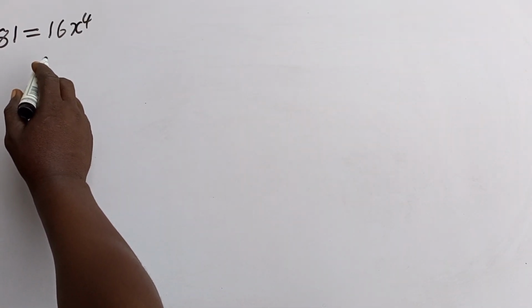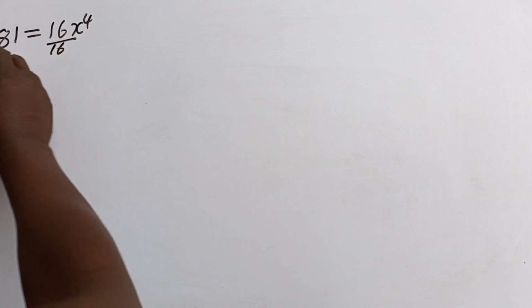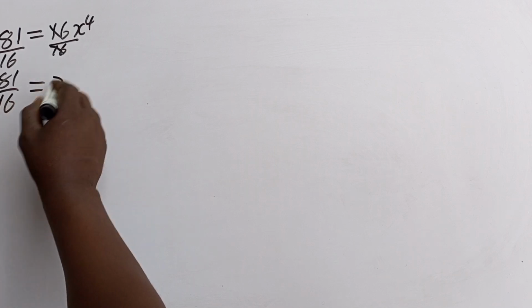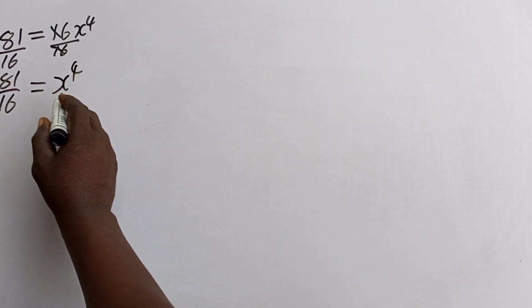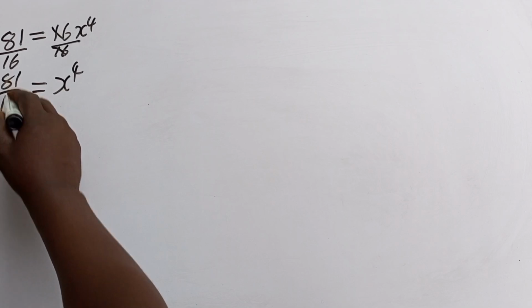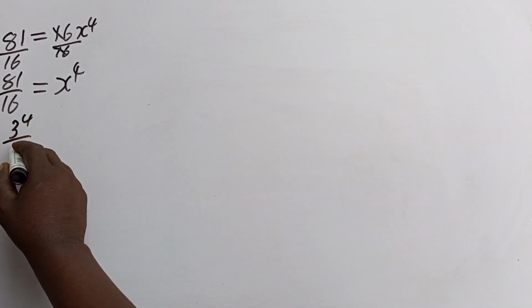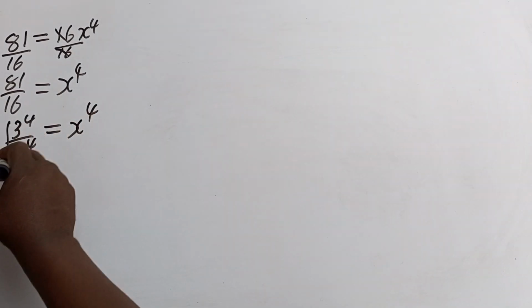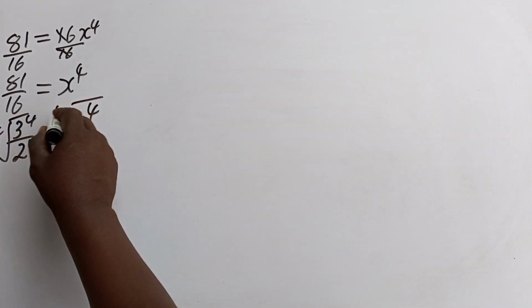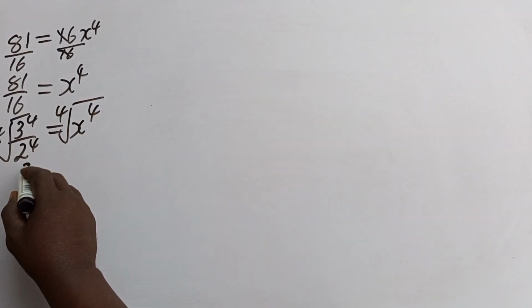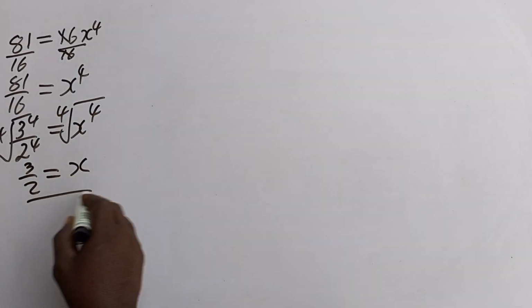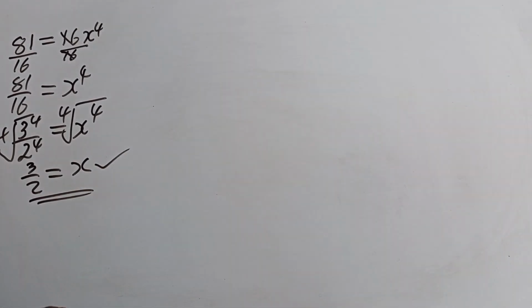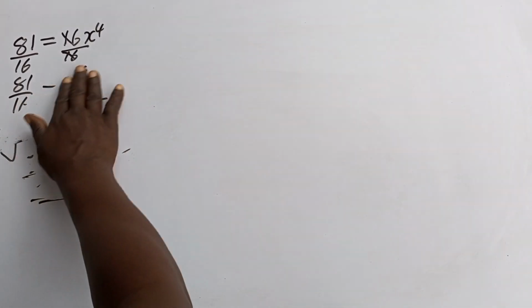Now, we do not make the error to say divide both sides by 16 to obtain 81 all over 16 is equal to x to the power 4, from whence we now take 81 as 3 to the power 4, 16 as 2 to the power 4, x to the power 4. Now we take the fourth root of both sides. If we do that, we're going to obtain 3 all over 2 as x. This will give us just one of the solutions, but we are expected to have four solutions. So how do we get all four solutions?